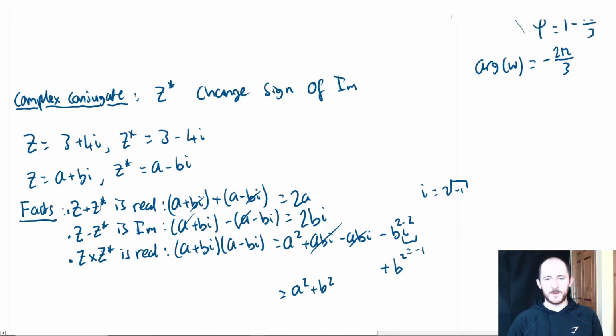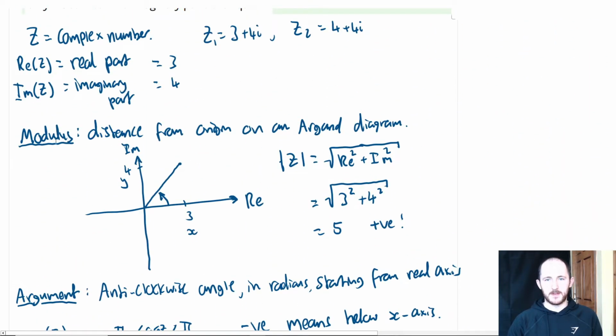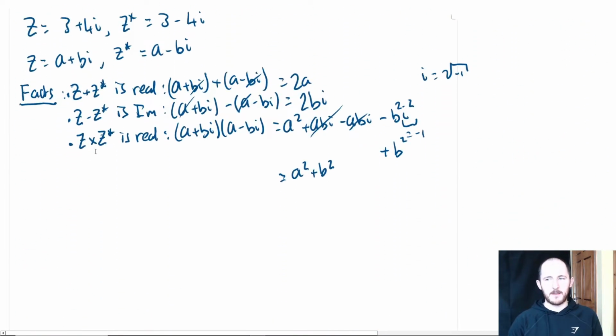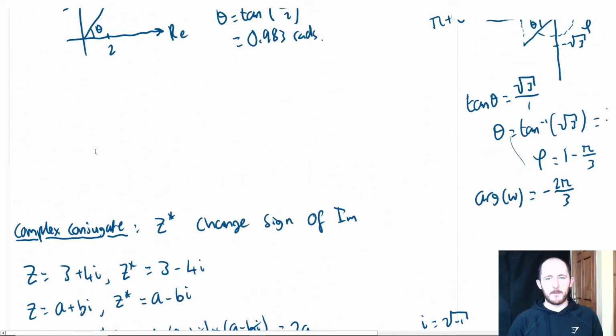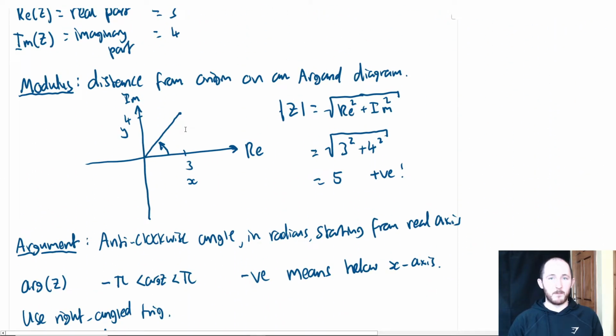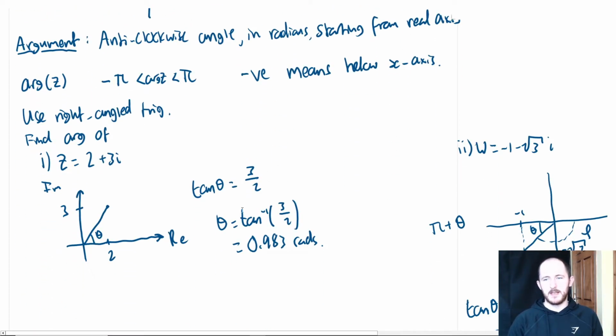So those are all the different things we need to be able to do: complex conjugate, argument, modulus. It's not actually that much, but again, it might be brand new. In my opinion, modulus should be completely trivial for you if you've done vectors. Argument, again, is mainly the CAST diagram, but it can be a bit tricky.